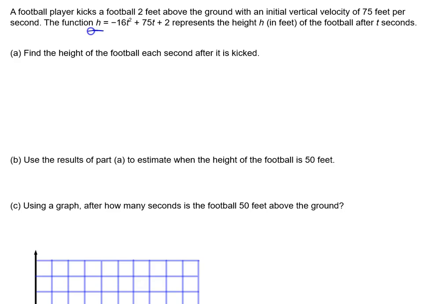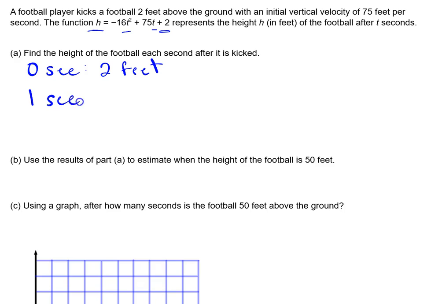So we see that h is the height as it falls. It starts at 2 feet, it's going to go up, and then it's going to come back down. And t is the time. Now the first question they ask us is to find the height of the football each second after it's kicked. So it might be a good idea to note that at 0 seconds, where is the football? Well, its initial height is 2 feet. So at 0 seconds, it's 2 feet above the ground.